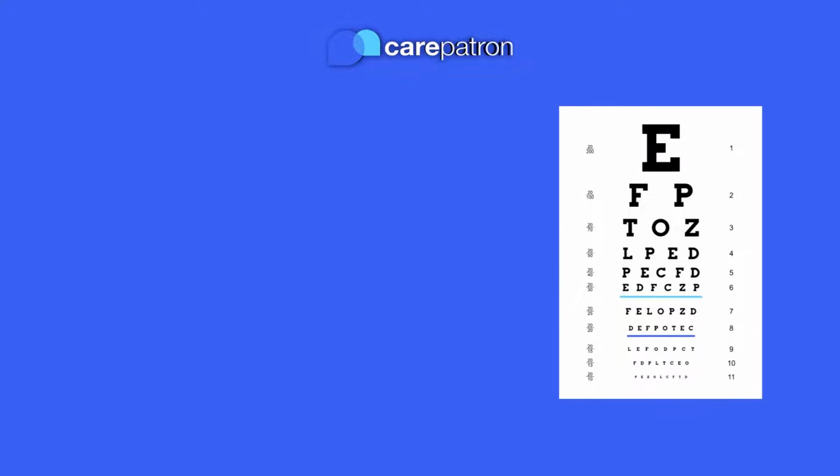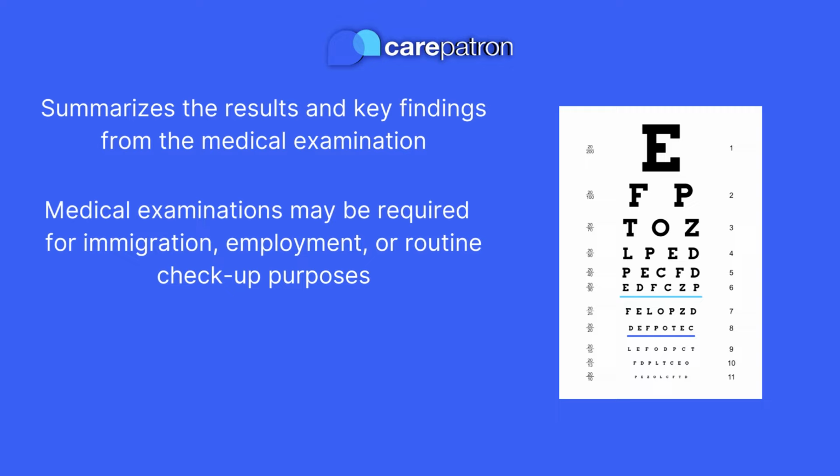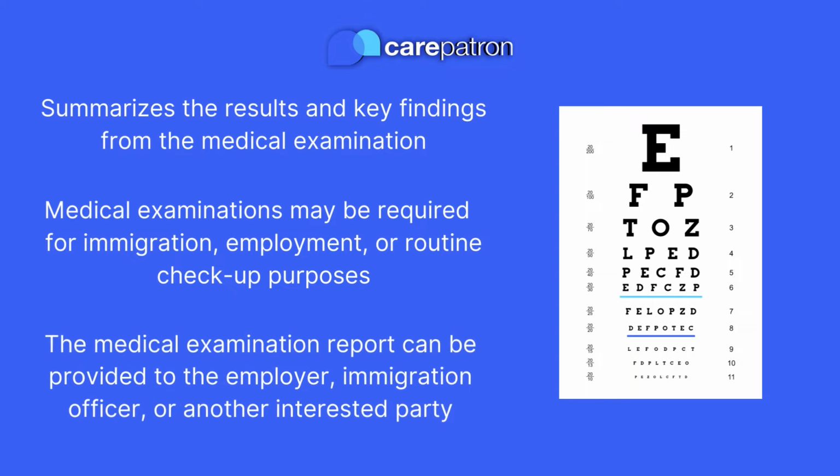A medical examination report is a document that summarizes the results and key findings from the medical examination. Medical examinations can be required for a whole range of reasons, such as for immigration, employment, or routine checkup purposes. They may include a medical history review, physical examination, blood tests, x-rays, vision tests, and hearing tests. The medical examination report can then be provided to the employer, immigration officer, or another interested party to share the results and as proof of the medical examination having been conducted.